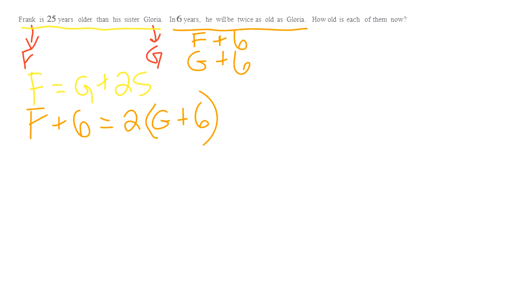Okay, so basically those are my two equations, and to be honest, I wouldn't even use addition to solve these two because this one is already set up for substitution. F is in terms of G. So I'm just going to plug that F into the other equation and solve for G. So I'm going to have, instead of F, G plus 25.